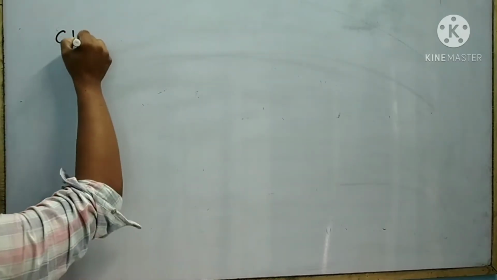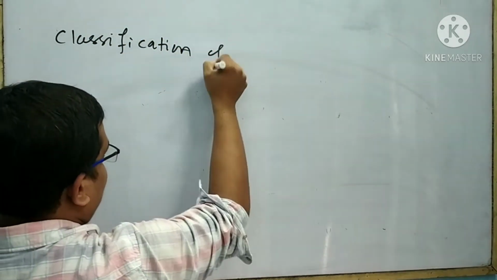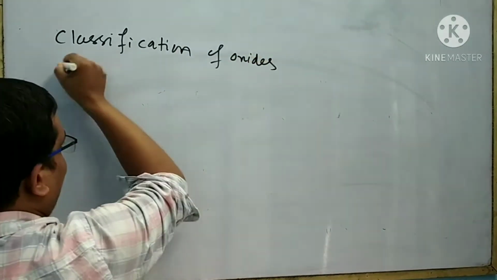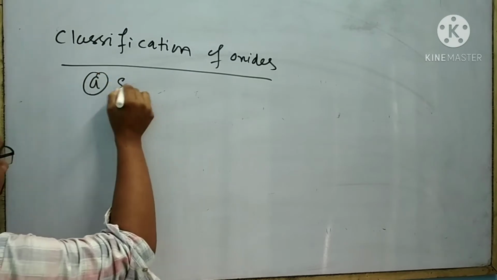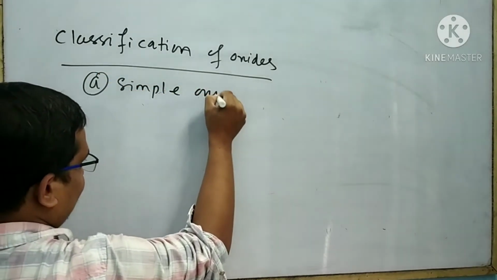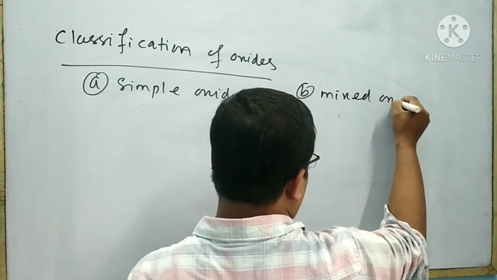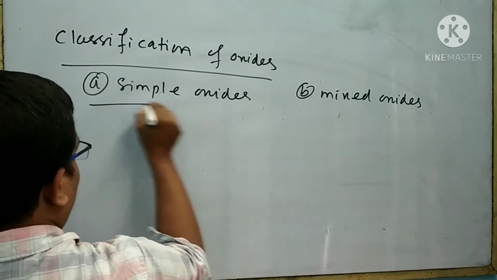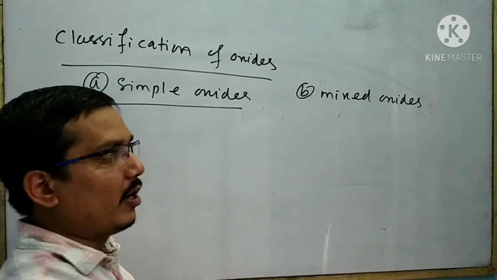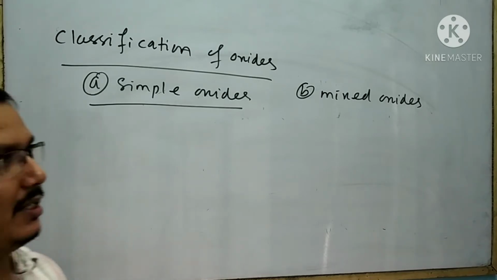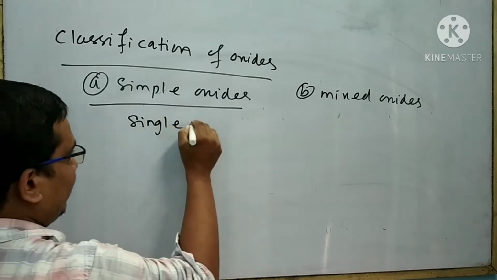Next I will explain the classification of oxides. The oxides are classified into two types. One is simple oxides, the second is mixed oxides. Simple oxides are oxides in which the element other than oxygen present in the compound exhibits a single valency.